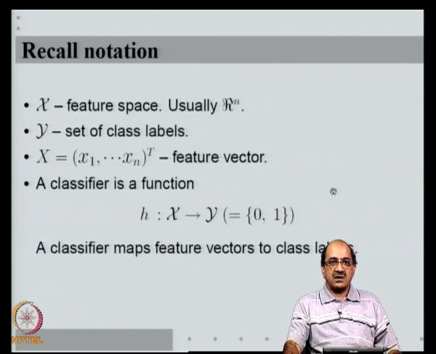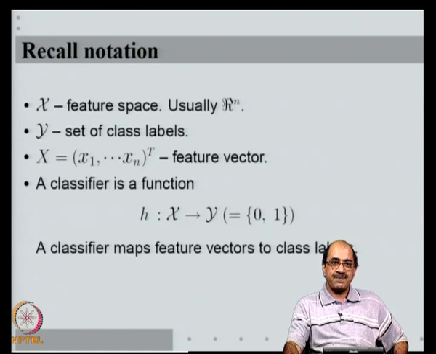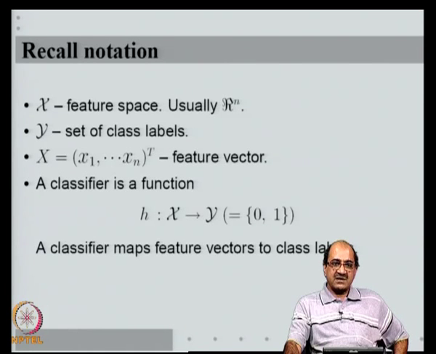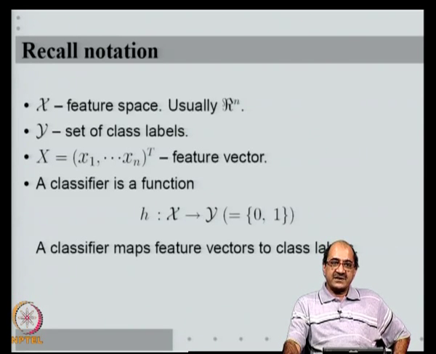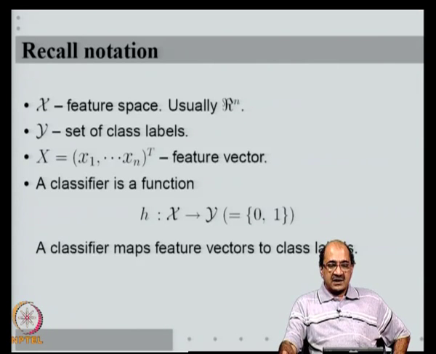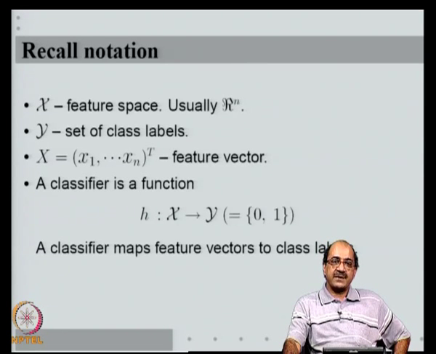Let us just briefly recall our notation. The script X denotes the feature space, the space of all possible feature vectors. Usually, if you have an n-dimensional feature vector, there are n features, and the feature space is R^n, the n-dimensional real Euclidean space. Y is the set of class labels, which will be some finite set. For most of the course, we will be considering binary classification, in which case Y is {0, 1}. X is the feature vector, it has n components, x1 to xn. I put a transpose on the expanded feature vector because all vectors are column vectors. Hence, a classifier is a function that maps the feature space to class labels. For every feature vector, there is a class label.